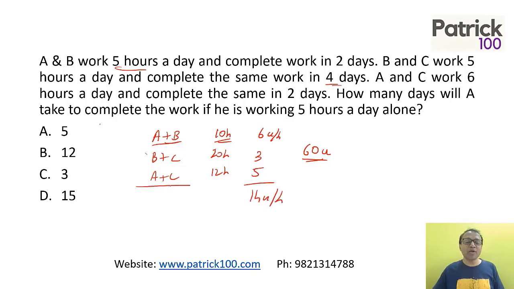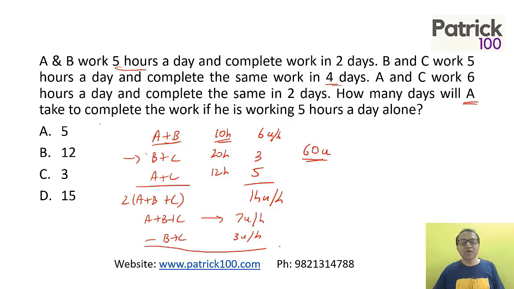Together means if you add up all the 3, it becomes 2A plus B plus C will do 14 units per hour. That means A plus B plus C will do 7 units per hour, half of it. Now we want A, so we need to subtract B and C from there. So if you look at B and C, it takes 3 units per hour, subtract it. So A alone will do 4 units per hour.